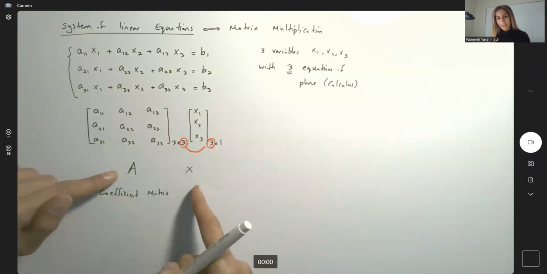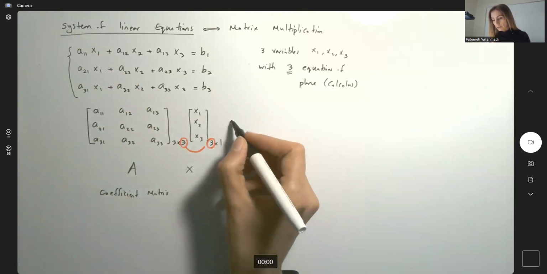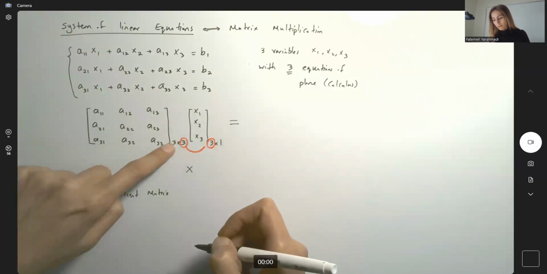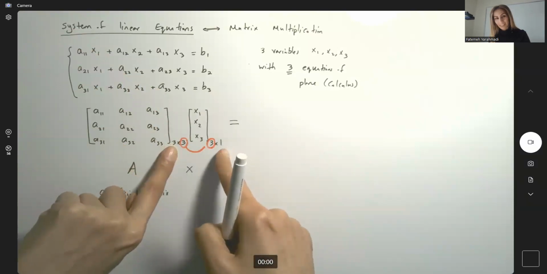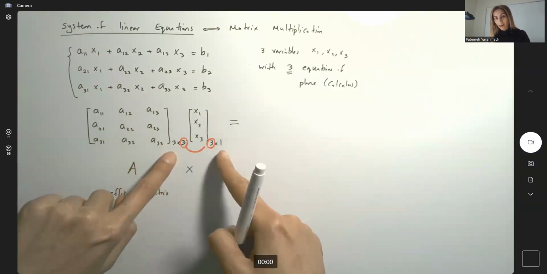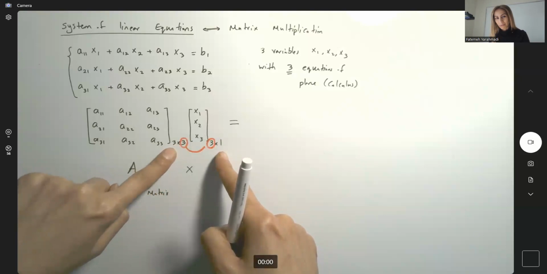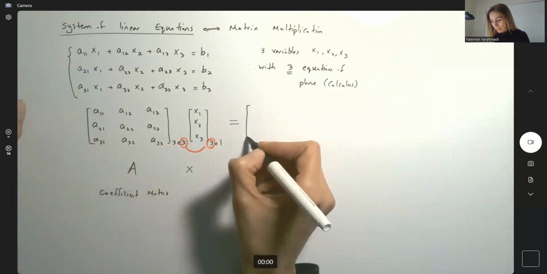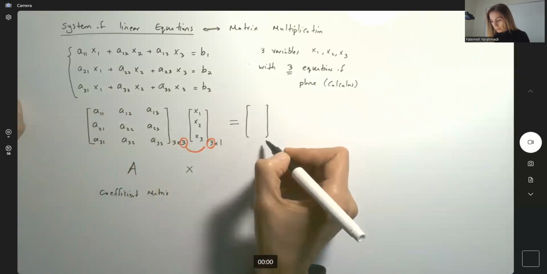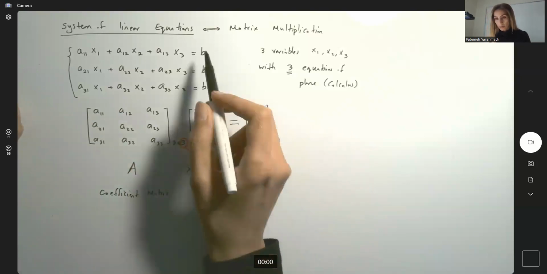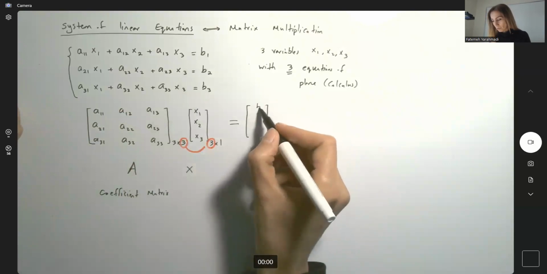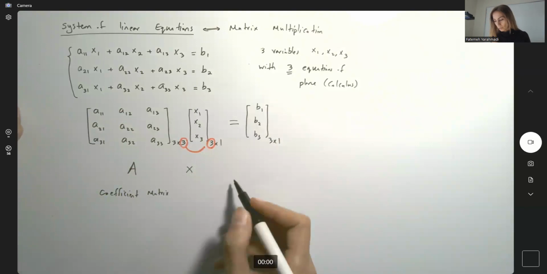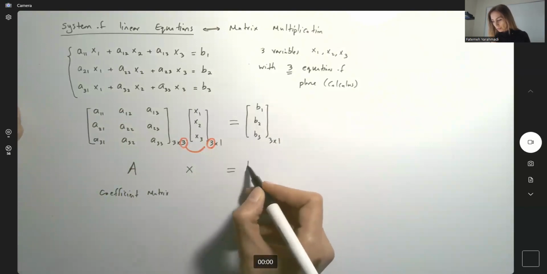So you have A times x. On the right-hand side, it must equal a matrix of 3 rows and 1 column. The output of the matrix multiplication is a 3 by 1 matrix. So for sure, this is going to be another column matrix, a 3 by 1 matrix with only constants b1, b2, and b sub 3. So this is equal to b.